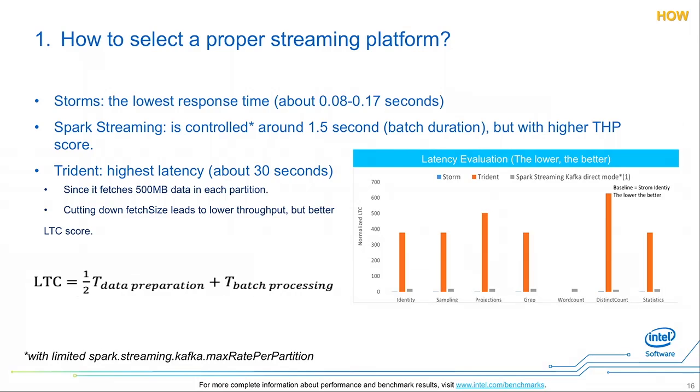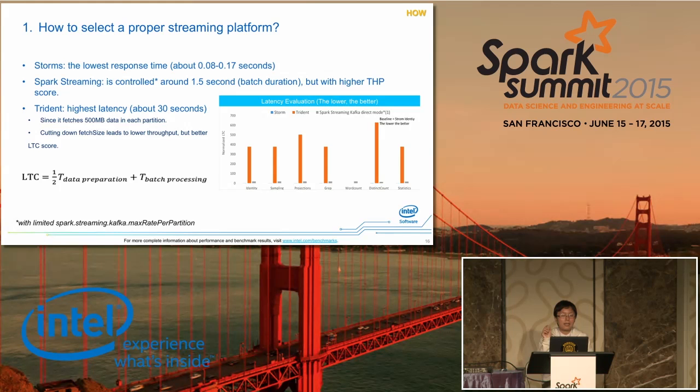But it has a higher throughput score versus other streaming systems. And here, Trident has the highest latency number because we configure a really big fetch size, about 500 megabytes per partition. According to our vision, if you have a smaller batch size you can have a better latency number, but at the same time your throughput will drop. So that's all for the latency part.